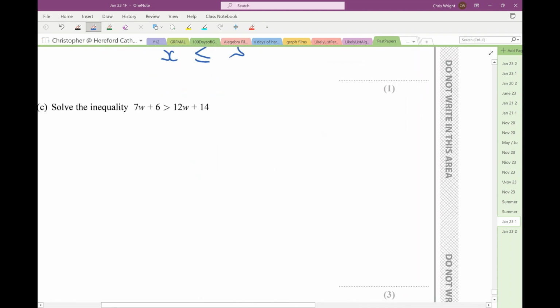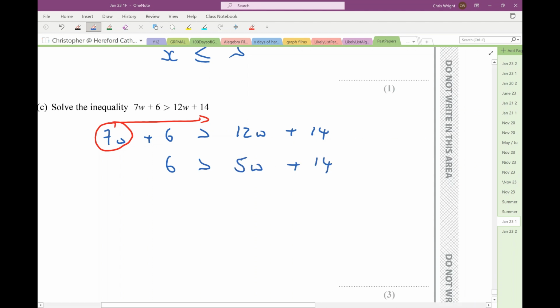Right. Well, I'm going to solve this in much the same way as I'd solve an equation. So the first thing I'm going to do is I'm going to see which side has the fewest w's and float and ping them. So I'm float and ping those 7 w's. So that's going to give me 6 is greater than, now the 7w becomes minus 7w, 12w minus 7w, 5w plus 14. Now I'm going to float and ping this plus 14. So I'm going to get 6 minus 14, so that's minus 8 is greater than 5w.